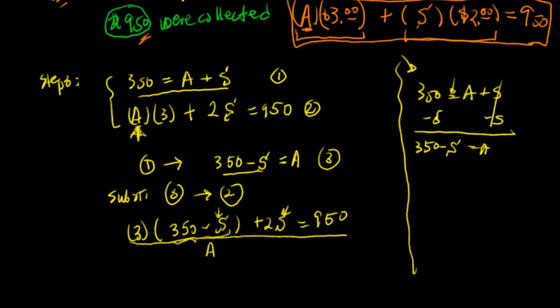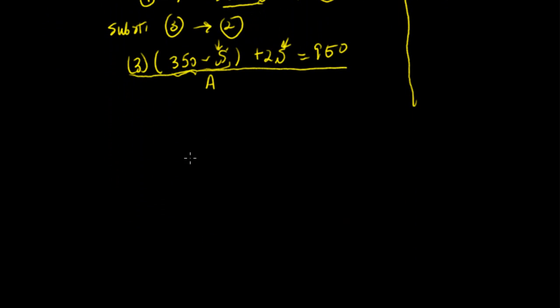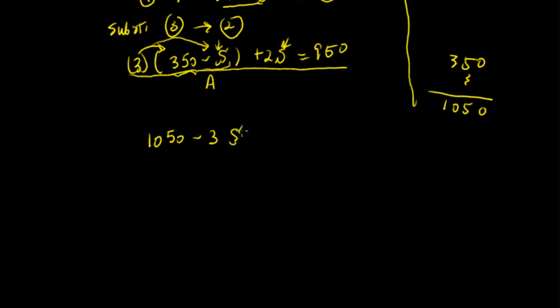All right, let's proceed and let's go a little lower so we can actually solve this. From here, what I'll do is distribute it in there. Let's do the 350 times 3. This is 1050. And then I would have 1050 minus 3S. Sorry for this S, it looks a little curly. Plus 2S is equal to 950.